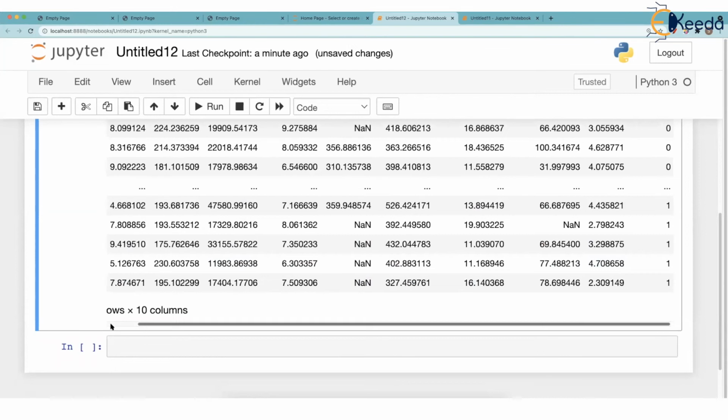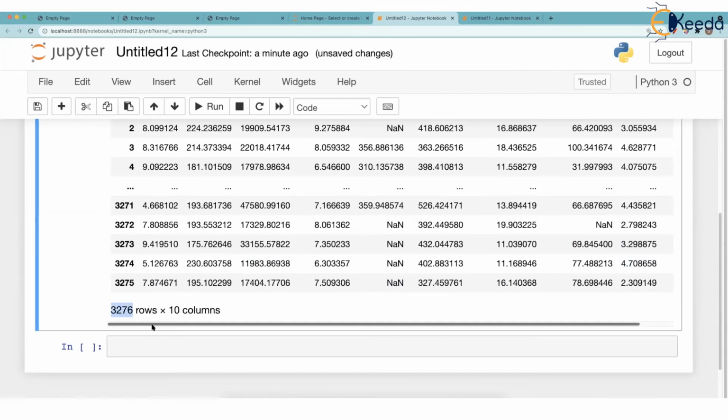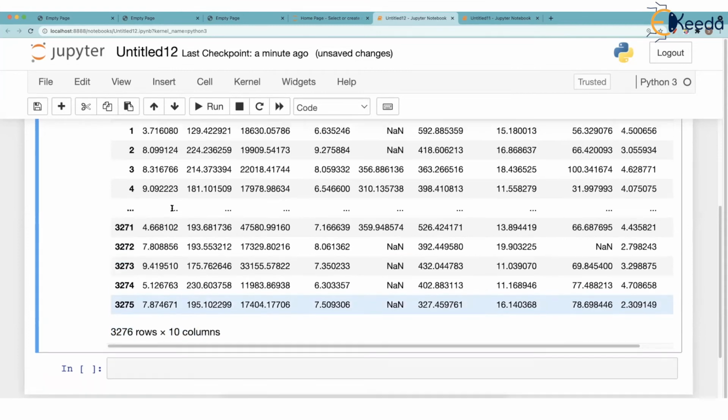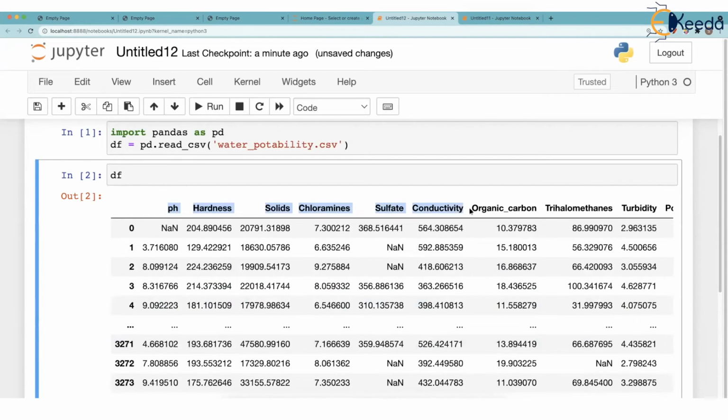How many rows, by the way, do we have? Oh, good lord, we have 3,276 rows and 10 columns. And these are all the readings taken for any water sample. Tell me, do you know what is organic carbon? At least I don't know. What is this? Trihalomethanes. I am not even able to pronounce this. Turbidity. What is this? Well, you will have to be an environmentalist to know this. But we aren't. But we are given this data set.